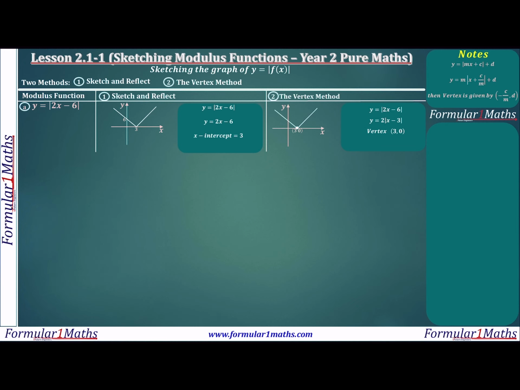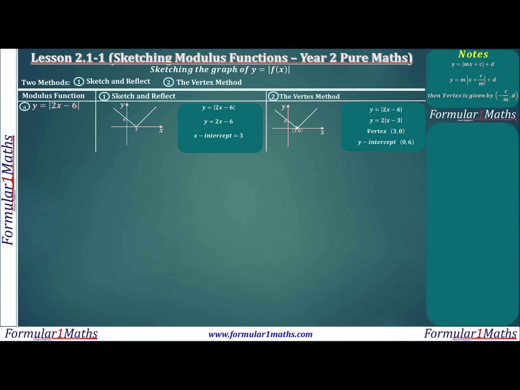And then you have to find where the graph cuts the y-axis, the y-intercept. And the y-intercept occurs when x is 0. So when x is 0, I have 2 times 0 is 0, and I have minus 6 left in the modulus sign. So I've got the modulus of minus 6. But the modulus of minus 6 is 6. And so my y-intercept will be 6. And then I can indicate it on the graph. And that is how you use the vertex method.